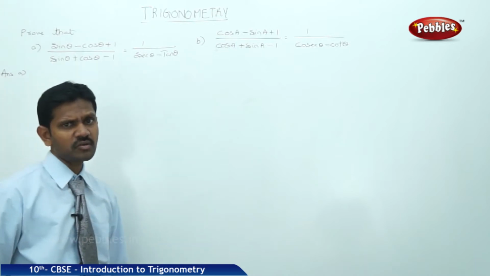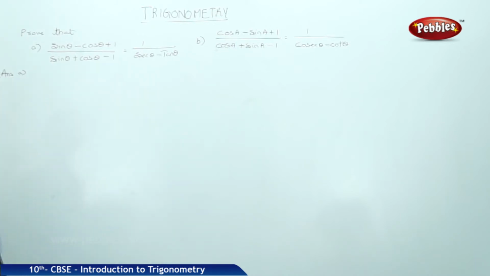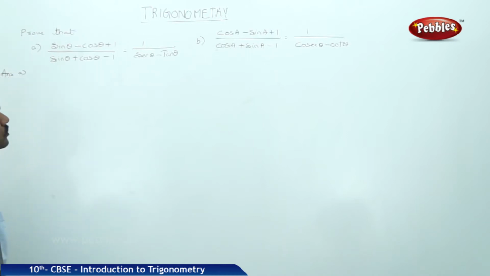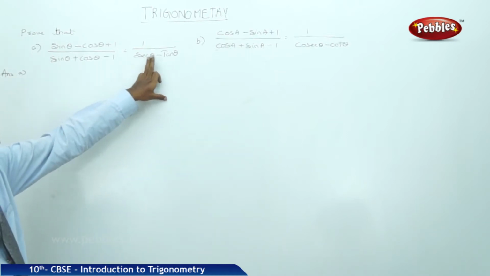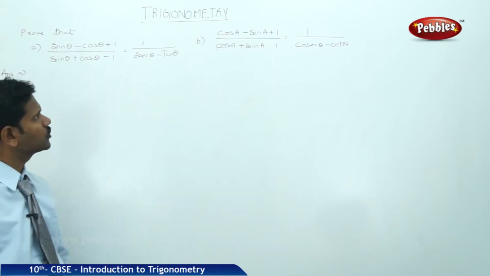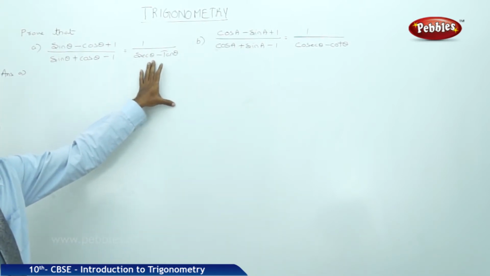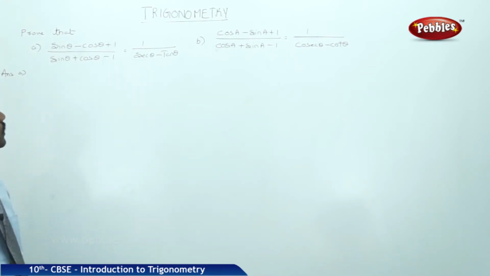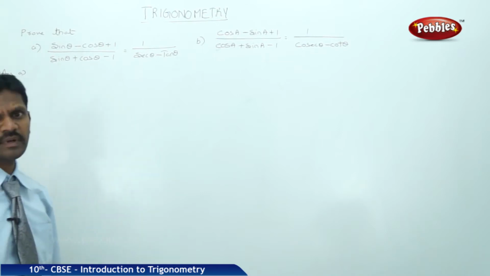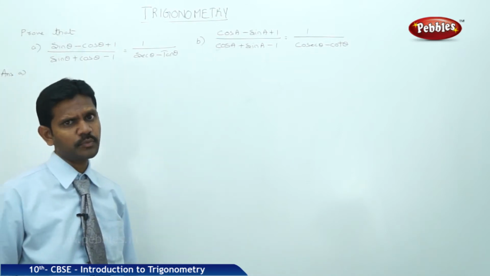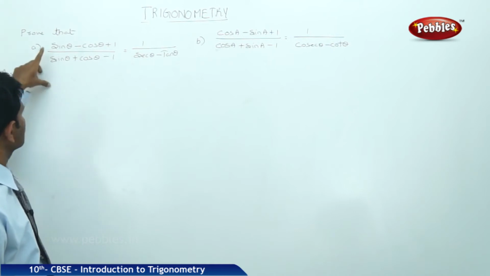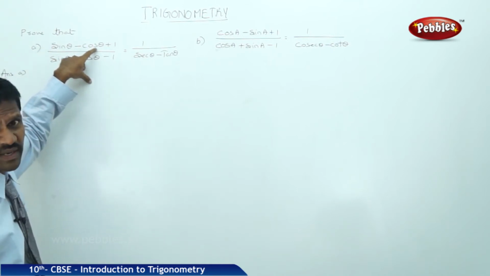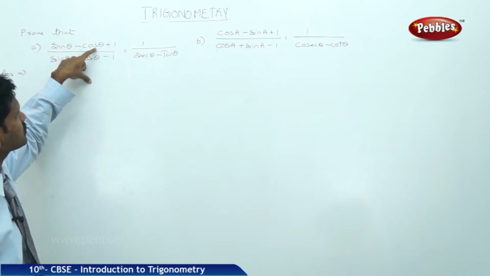Sin theta minus cos theta plus 1 by sin theta plus cos theta minus 1 is equal to 1 by secant theta minus tan theta. To solve this question, we have to use one small technique, that is divide numerator and denominator by sin theta. Suppose for example, sin by sin 1, cos by sin cot.